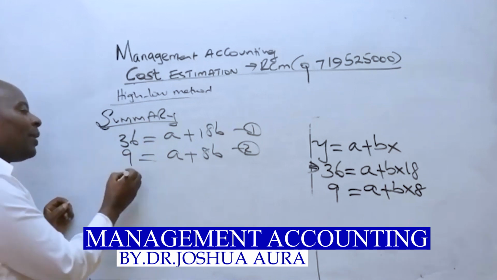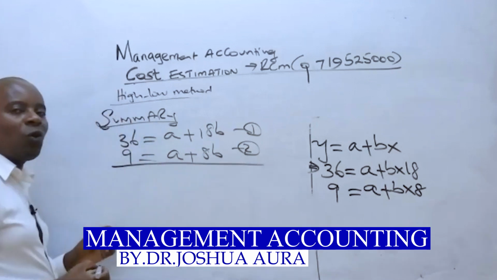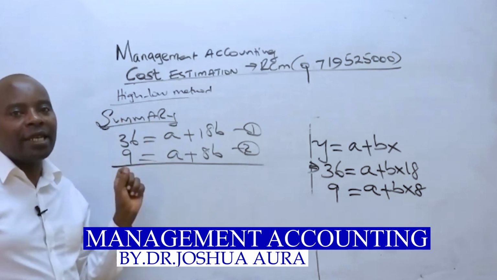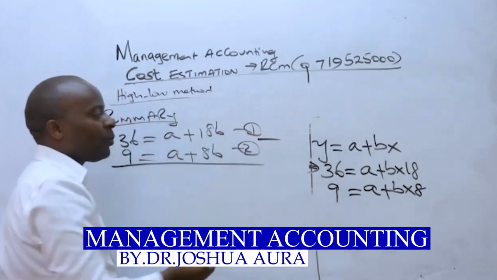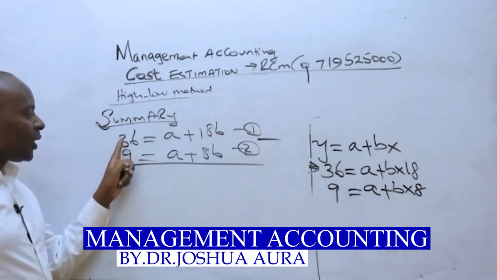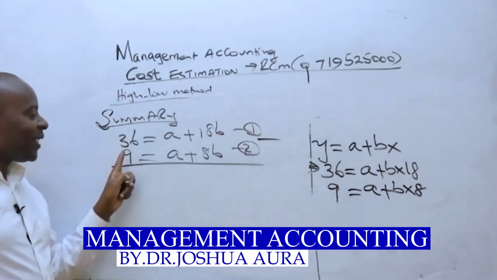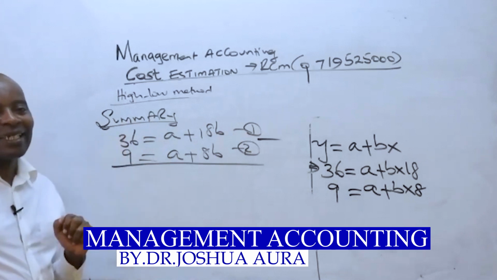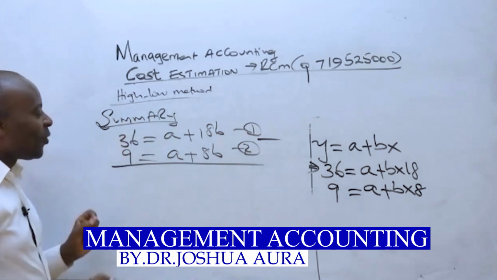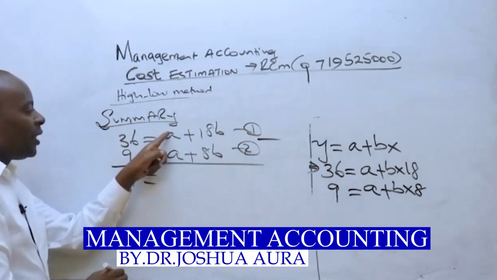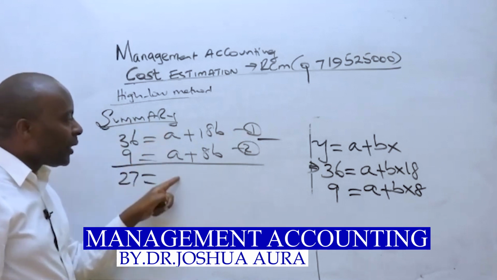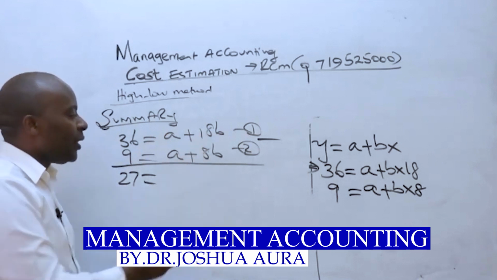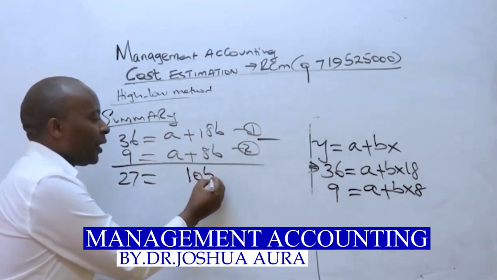Then, ladies and gentlemen, these are simultaneous equations where we need to eliminate A. Because the A coefficients are the same, you can only eliminate A through subtraction. So what is 36 minus 9? 27. Thank you very much. This and this disappears. That was our objective because we wanted to eliminate A. How about 18 minus 8? 10B. Thank you very much.